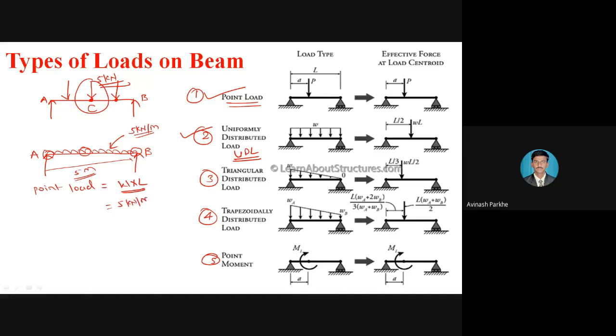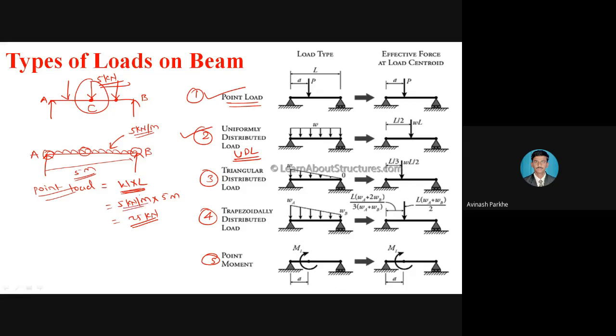How much? 5 kilonewton per meter. What is the length of the beam? 5 meter. So by using the magnitude of the UDL and the length of the beam, I have converted that particular UDL into a point load. And if the UDL is given in the figure, how to convert it? We have the formula: point load is equal to W into L.